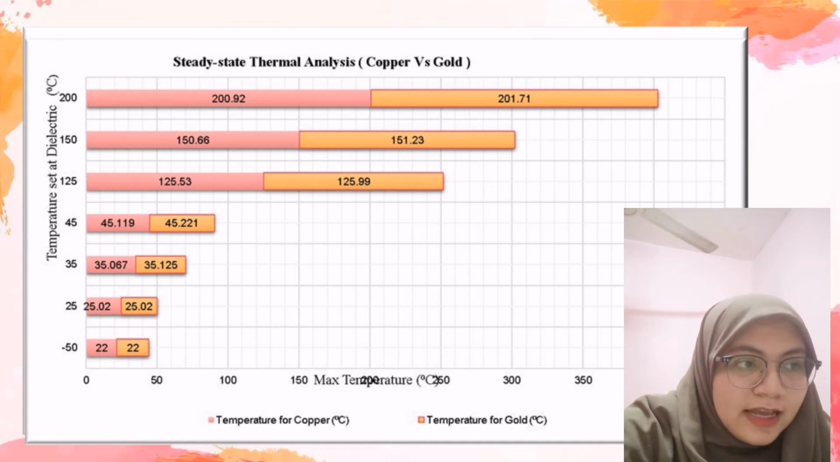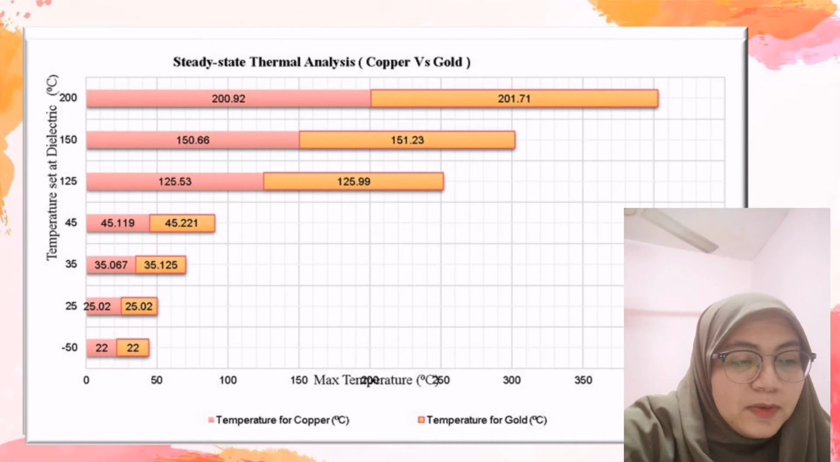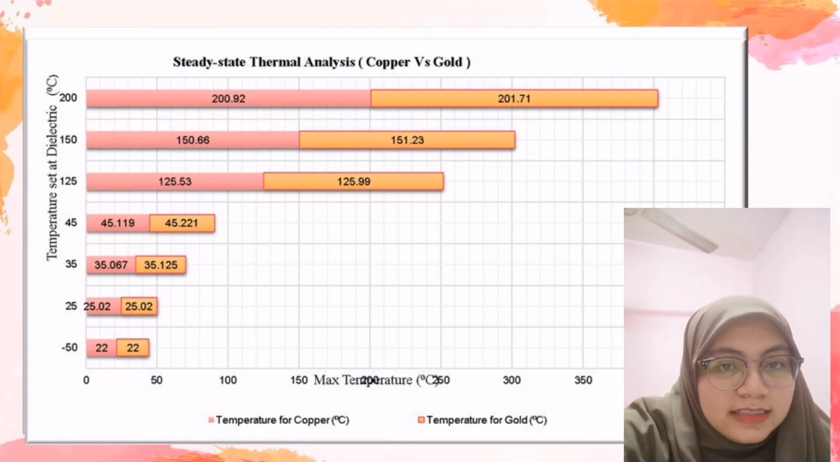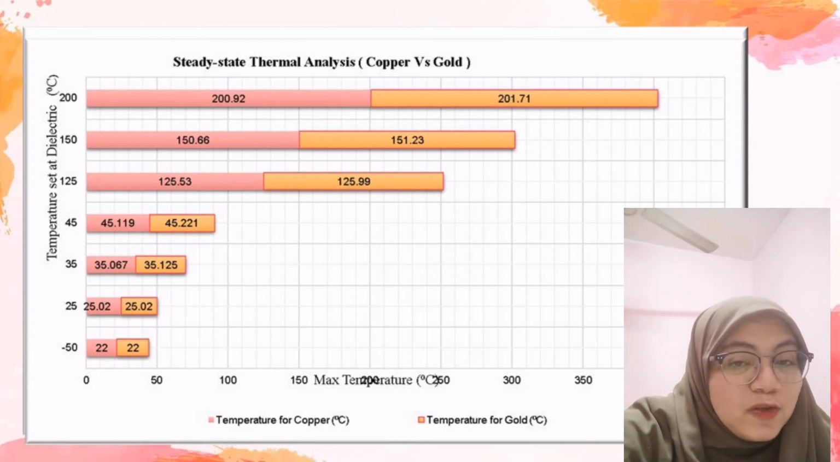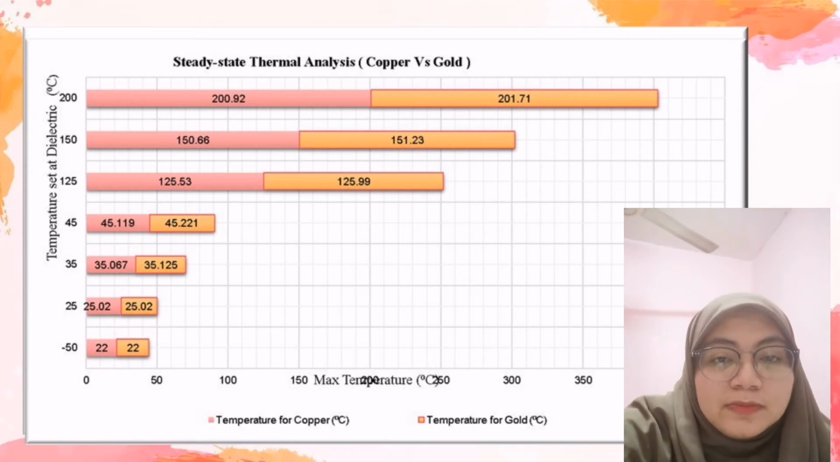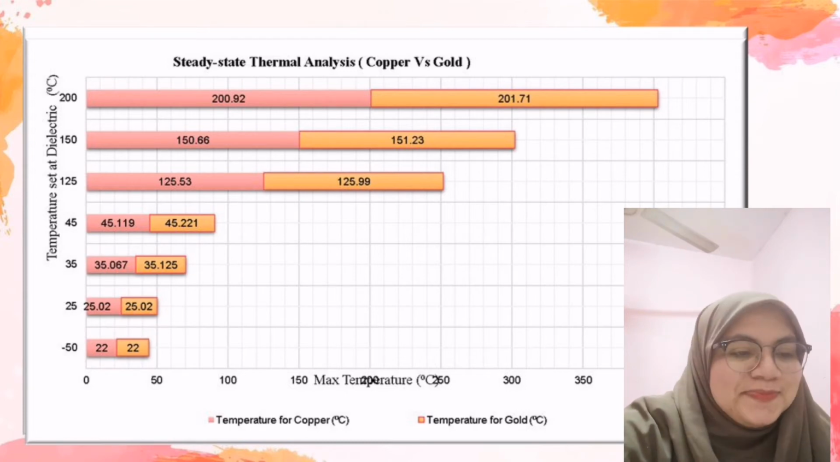As we can see here, this is the graph for the steady state analysis that includes copper versus gold. The pink one is the copper, while the orange one indicates the value of the gold. And as we can see, the gold value is higher than the copper value, especially when we apply 200 degrees Celsius on the surface for the gold, where the highest temperature obtained is 201.71 degrees Celsius. We can see that at negative 50 degrees Celsius, both the copper and gold have the same maximum temperature.